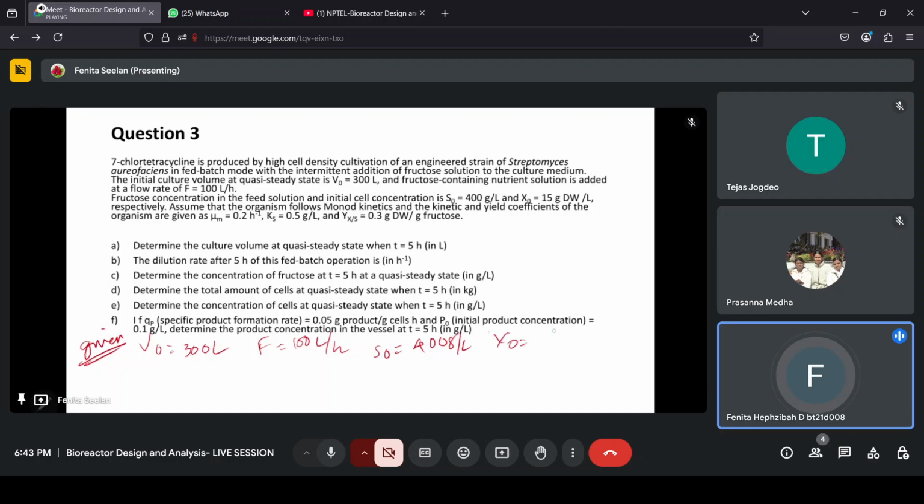X0 is given as 15 gram dry weight per liter, and you are given mu max is 0.2 per hour, Ks is given as 0.5 gram per liter, and Yxs is given as 0.3 gram per gram. So now let's start calculating the culture volume at quasi-steady state. How do we start calculating it?